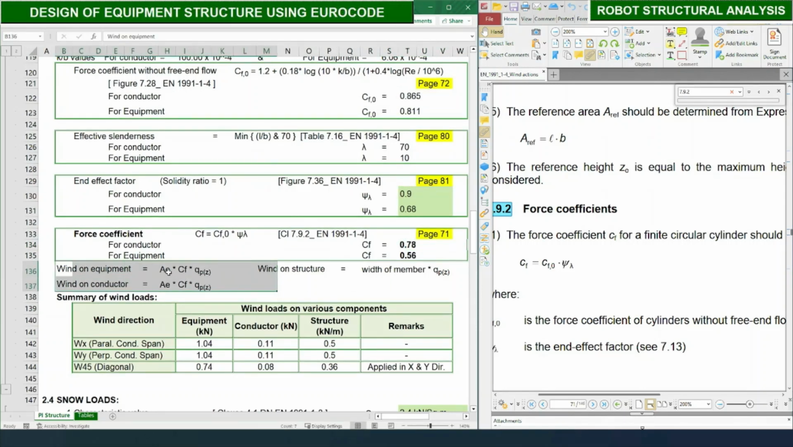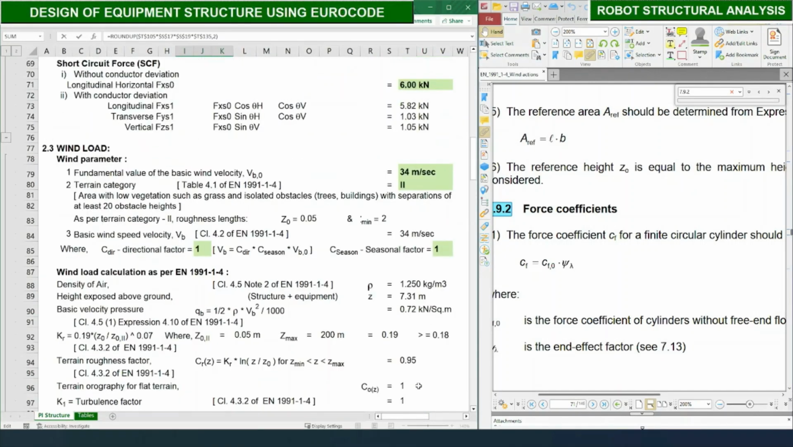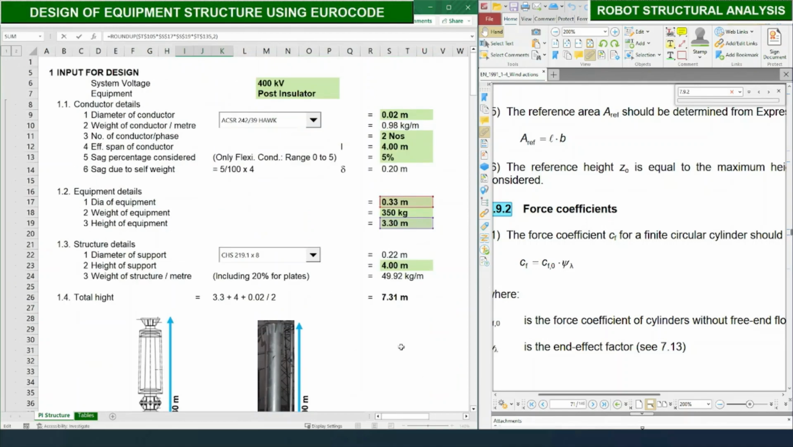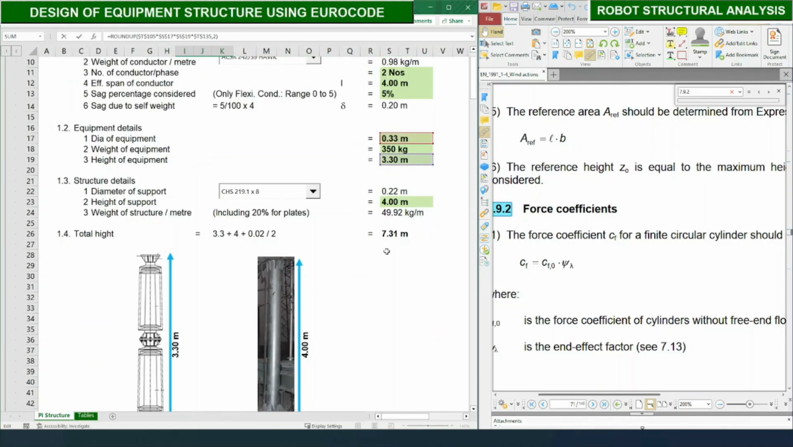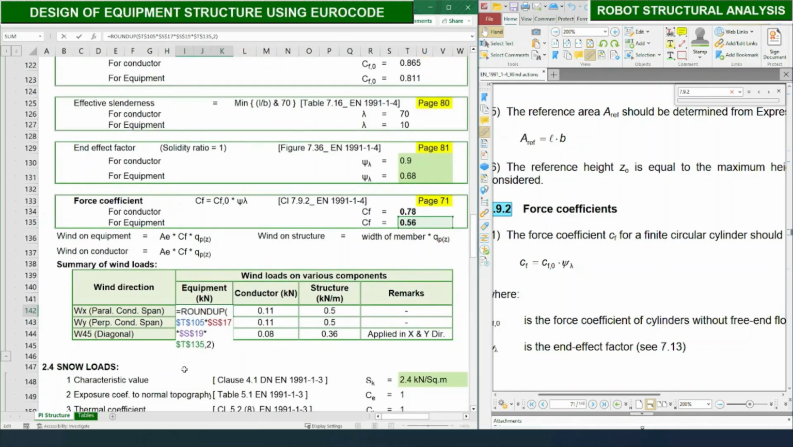We need to multiply this factor with the area and the wind intensity. We are able to calculate the wind loads on equipment and conductor. So here in the table you can see the summary of wind loads. We are just multiplying the area which we had calculated. This is the peak velocity pressure 1.7 kN/m² multiplied with equipment height and diameter, which are again multiplied with 0.56. So we are getting 1.04.